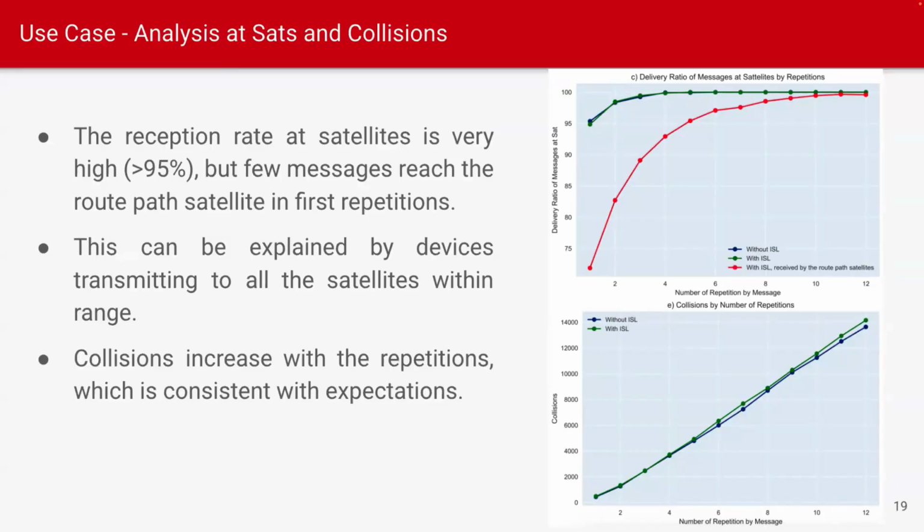How many devices are transmitting there? 288. But with 288 transmitting 5 messages, 5 times each, there are 5 repetitions. For example, 5 repetitions is here. We see that in the entire network, we have 5,000 collisions for the entire scenario.